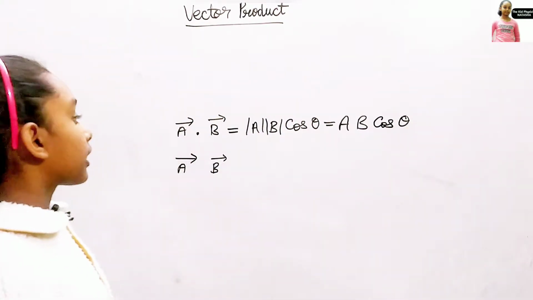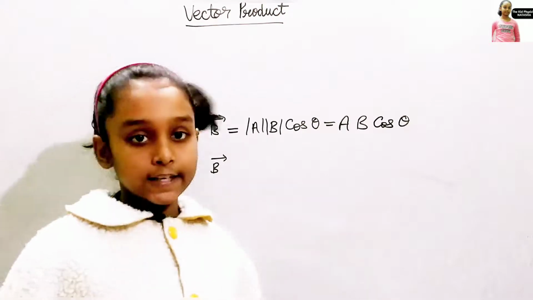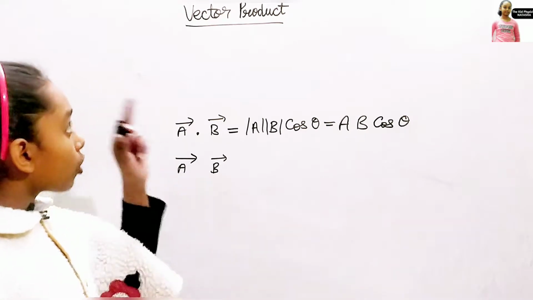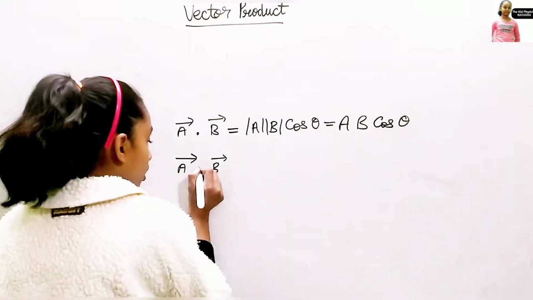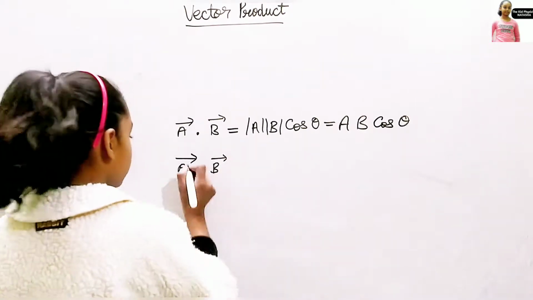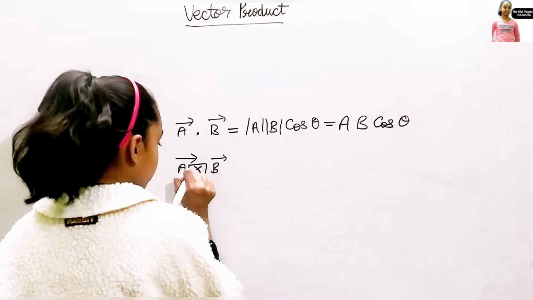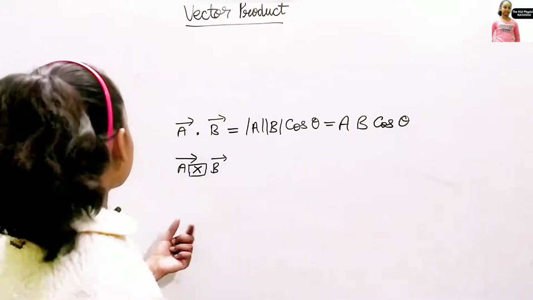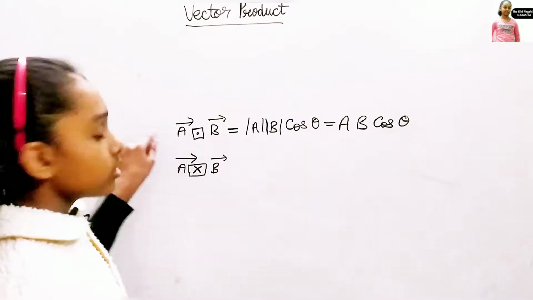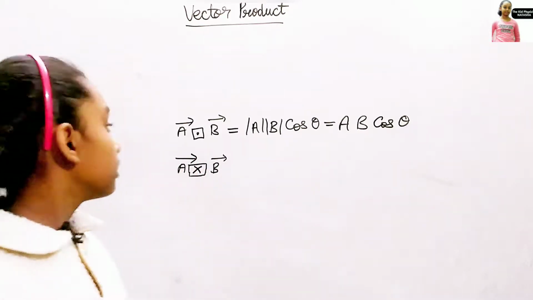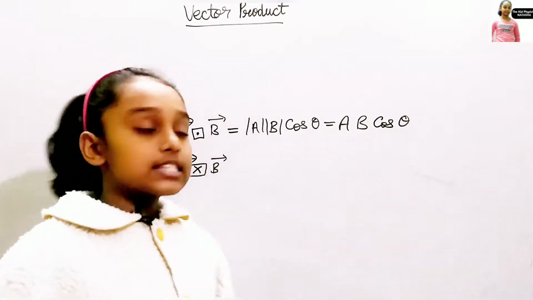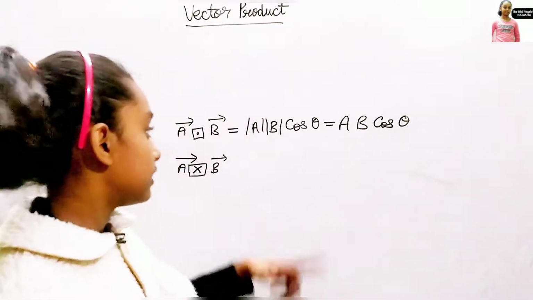So for the dot product, our formula was mod A mod B cos theta, or AB cos theta. But when we do cross product of two vectors, we put a multiply sign, but it is usually known as cross. Got it? So this one is cross and this one is dot. Dot product means scalar product. Why is it scalar product? Because our answer is a scalar.